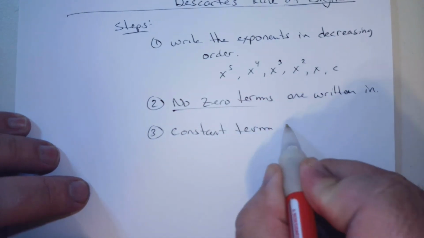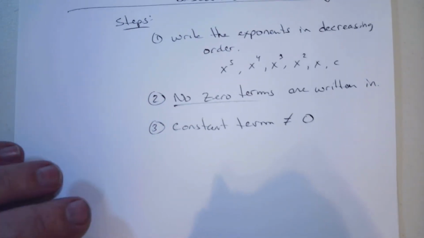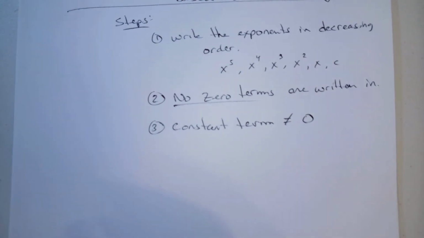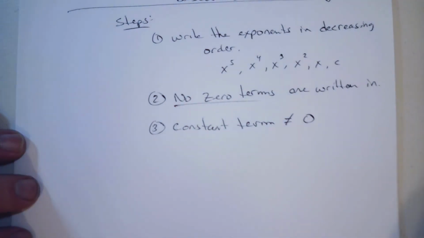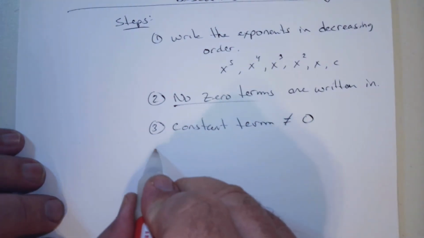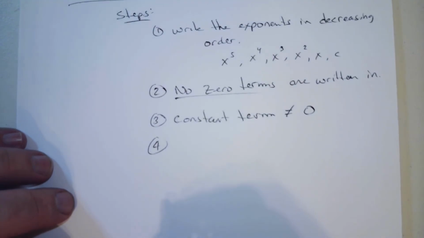The constant term cannot equal 0. If it equals 0, you can't use this method. What you can do is factor out a common variable till you do have a constant term, and then only use this for what's inside the parentheses. But you cannot have an equation with no constant term.